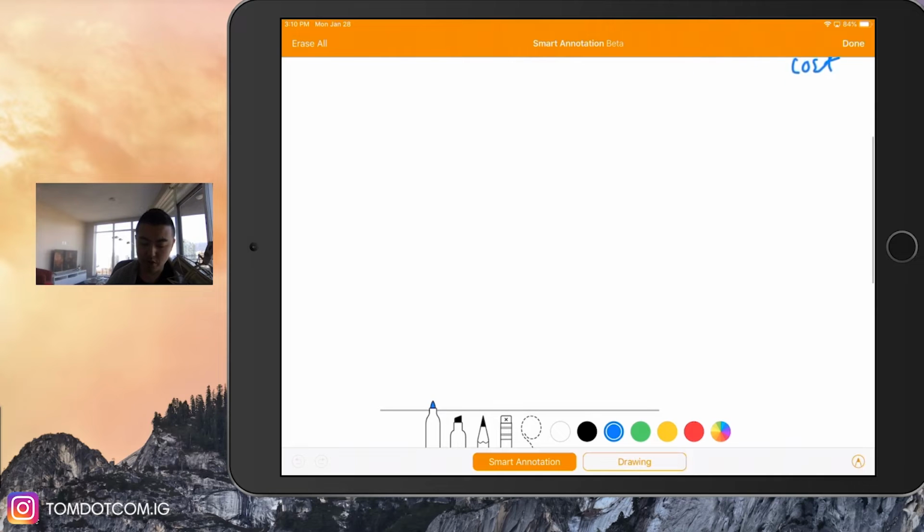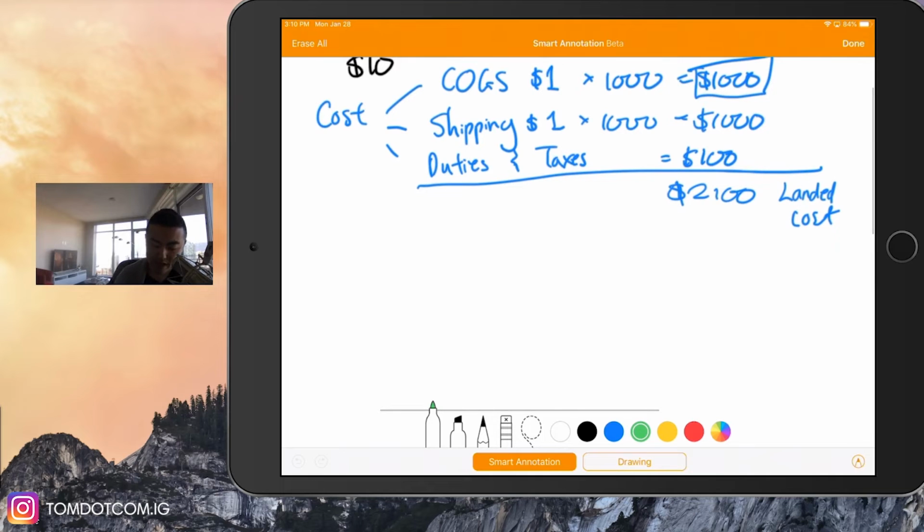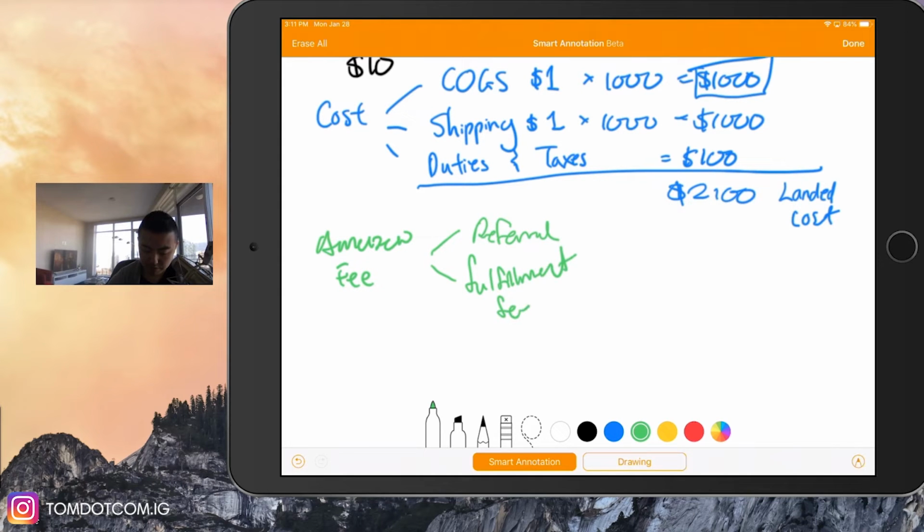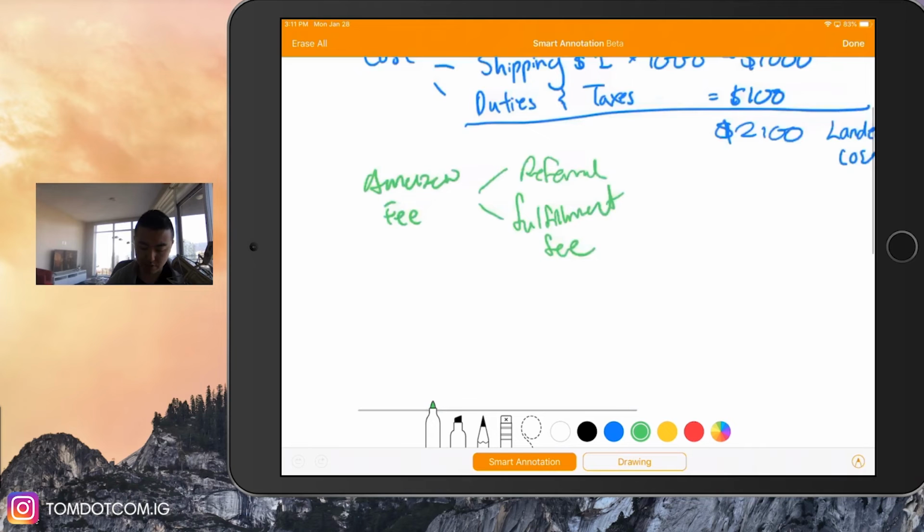Now, there's also another type of cost that you need to be aware of, and we'll call it Amazon fees. Amazon fees. Because at the end of the day, we're selling on Amazon's platform, and Amazon deserves to take a fee, right? So Amazon fees break up into two different types of fees. There is something called the referral fee, and there's another one called fulfillment fee. So there's two different types of fees on Amazon, right?